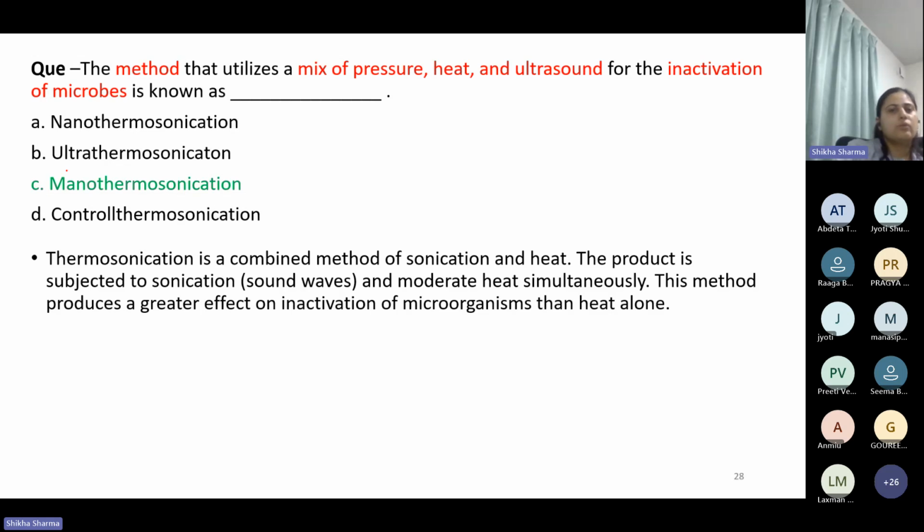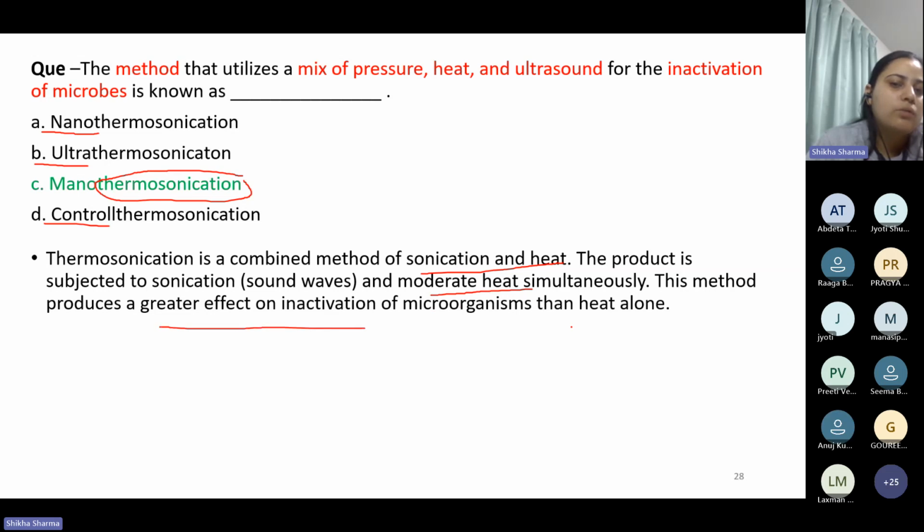Manothermosonication is the method where there is a mix of pressure, heat, and ultrasound, all. Mainly these terms are not very much used. The word thermosonication itself means that we are combining sonication and heat. Sonication means sound waves, and moderate heat we apply so that we can get a greater effect of inactivation of the microorganism as compared to sonication alone or heat alone.